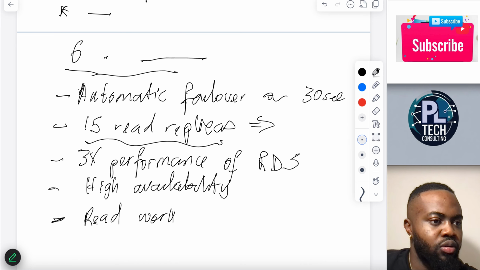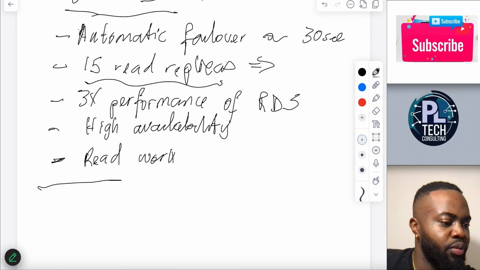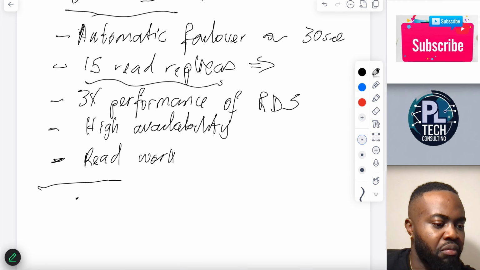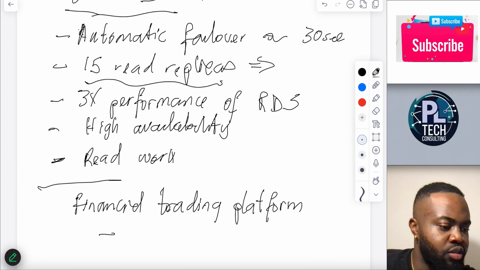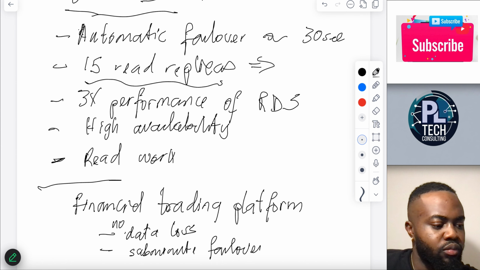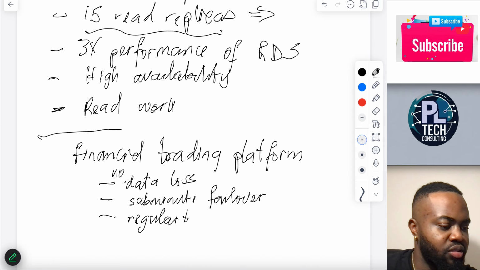Okay, so a good example of scenarios where an Aurora instance will be required would be like maybe a financial trading platform. Okay, where there's like zero tolerance for data loss, like no data loss whatsoever. Sub-minute failover, and so many regulatory compliance requirements.